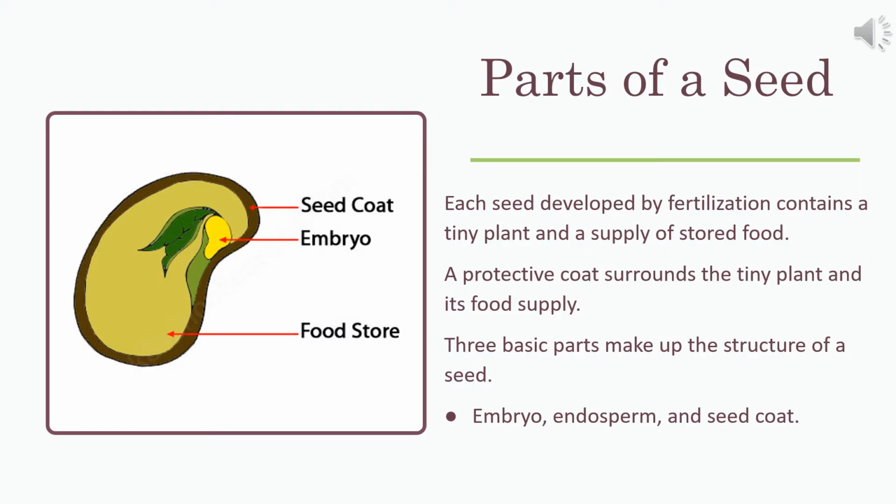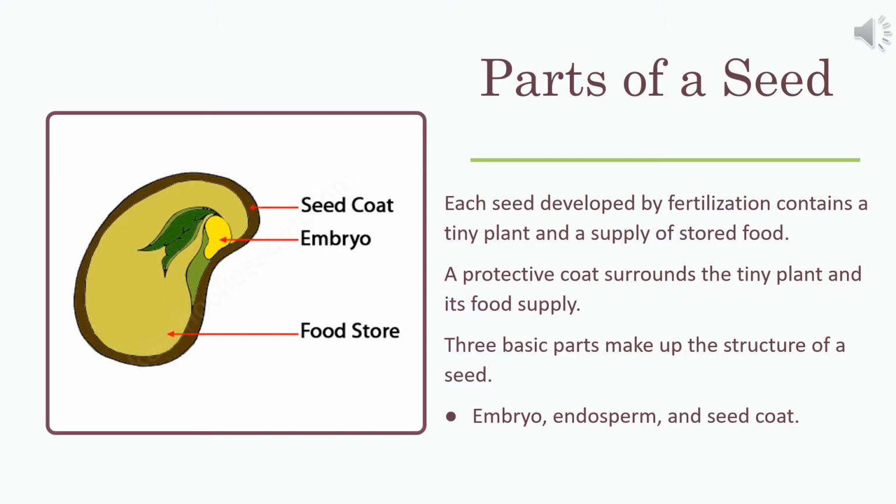Now, when we look at the anatomy of a seed, as we said before, each seed has everything it needs inside of it to produce a new plant. So inside is a tiny plant, and it has a food supply in there to get the plant through its first period of its life before it's able to start photosynthesizing and pulling nutrients and water through its roots on its own. So the first thing that we look at is the outside.